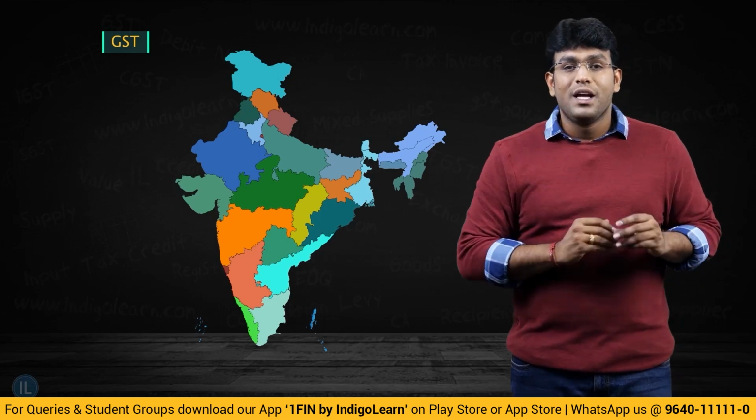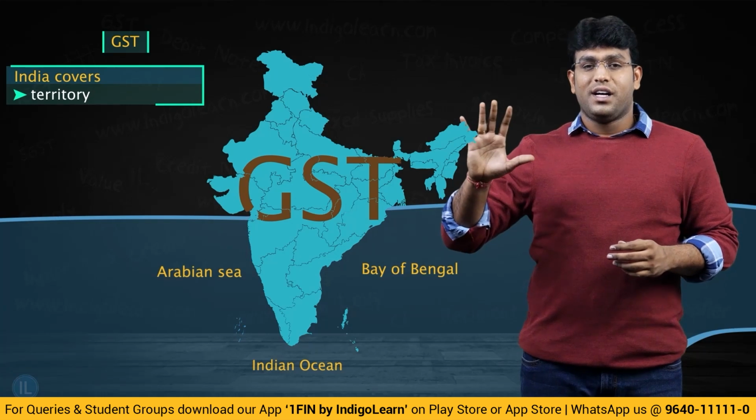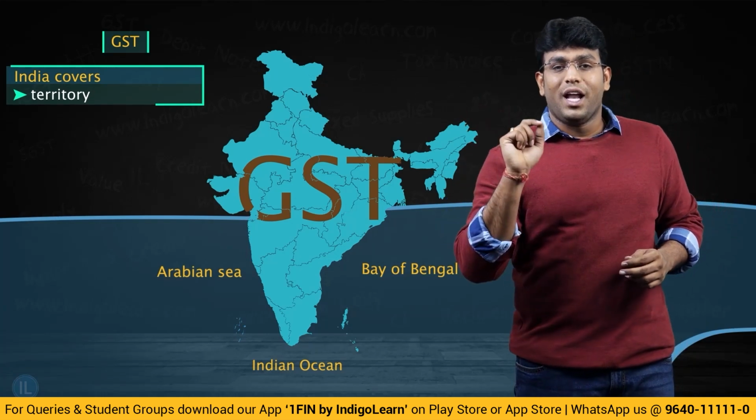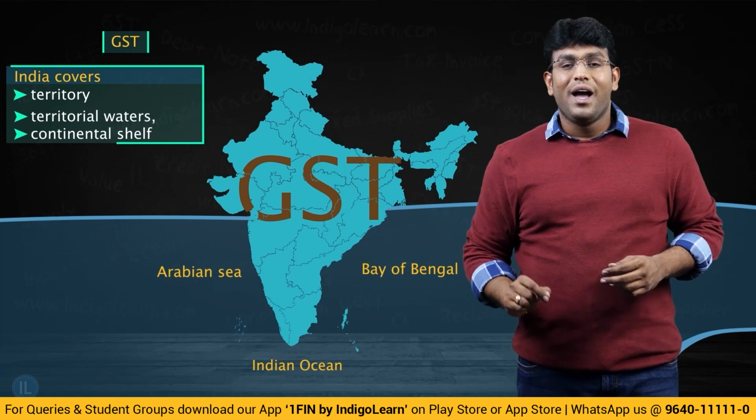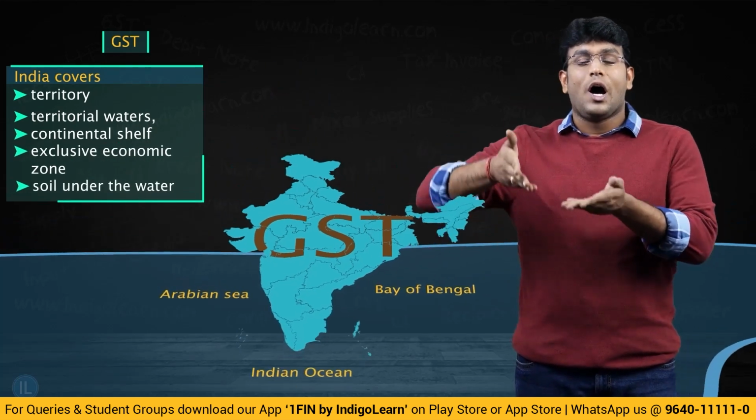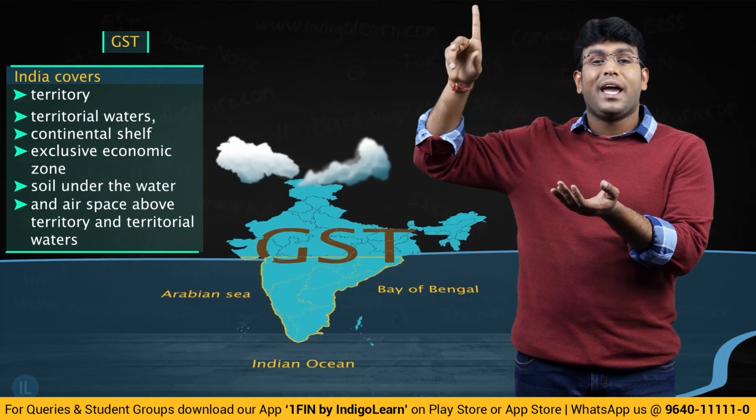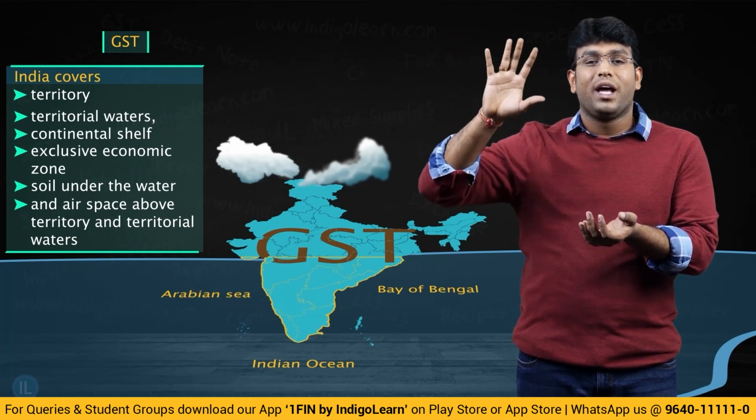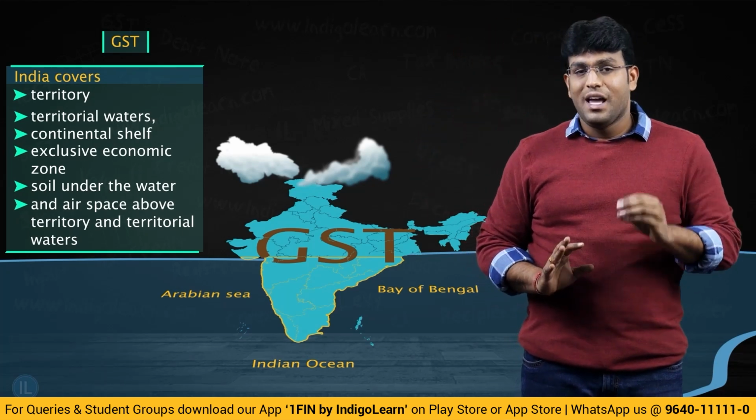Now, the big question is, what is covered in India? India is a country which is surrounded by water on three sides. So people have their own definitions of India. But let me tell you, this word India has been defined by GST law, where they said India covers territory. Territory means the structure of India or the land mass of India. So India covers territory and territorial waters, continental shelf and exclusive economic zone, soil under the water and airspace above territory and territorial waters. So let's elaborate on this and understand this point.